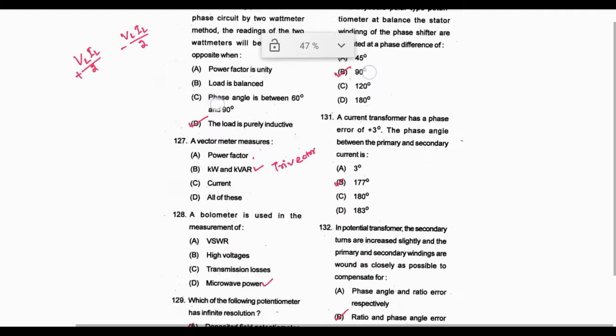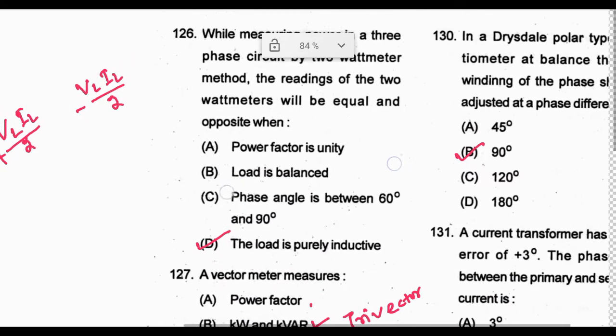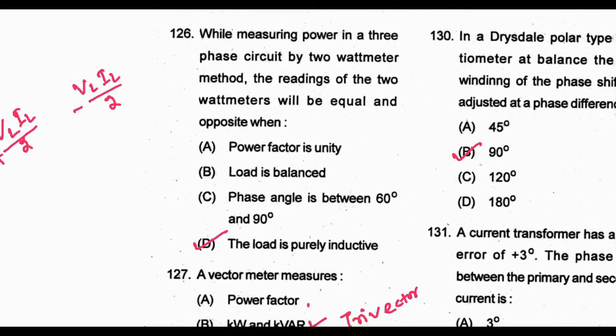Next question number 126. Here what is given? While measuring power in a 3-phase circuit by the 2 wattmeter method, the readings of the 2 wattmeters will be equal and opposite when: option A, power factor is unity; option B, load is balanced; option C, phase angle is between 60 degree and 90 degree; option D, the load is purely inductive.